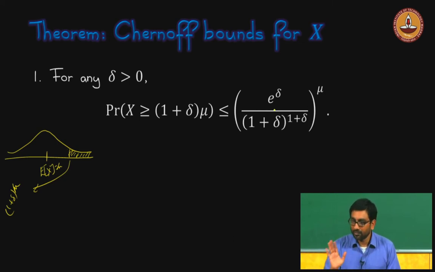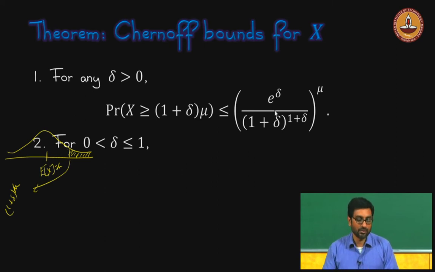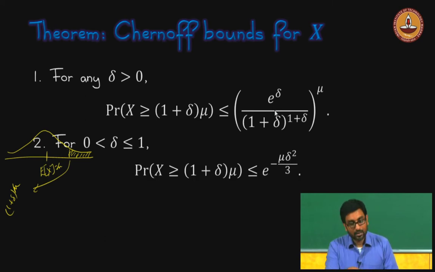Looks complicated, but there are nicer forms. This is why it helps to have multiple Chernoff bounds. So let us look at the second form. Here, we need to restrict delta to be at most 1. What is the probability that x is greater than 1 plus delta times mu? Again, this is the same story. You're basically trying to bound the right tail. It's e to the minus mu delta square by 3.